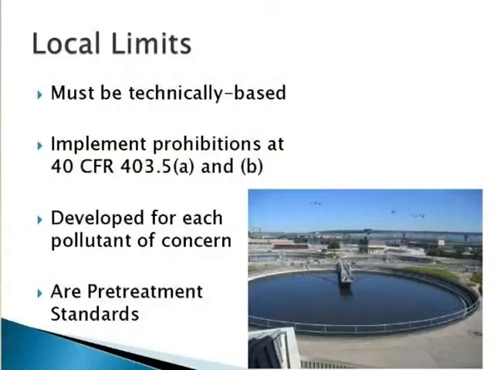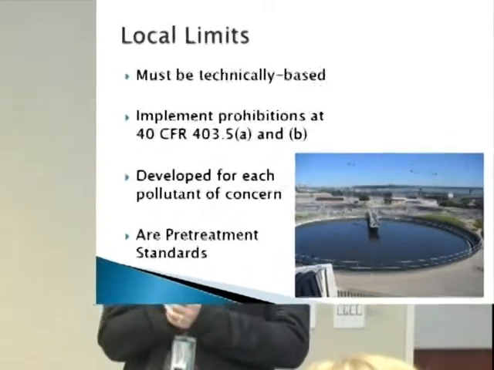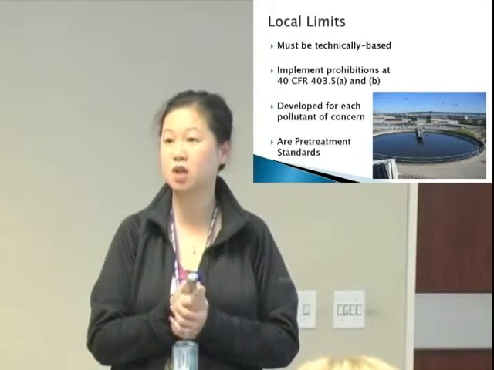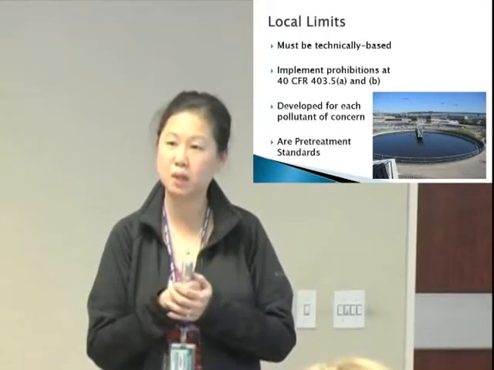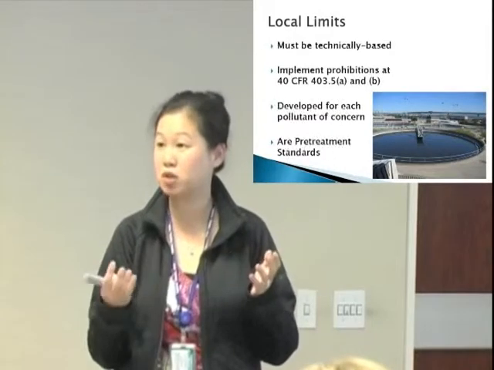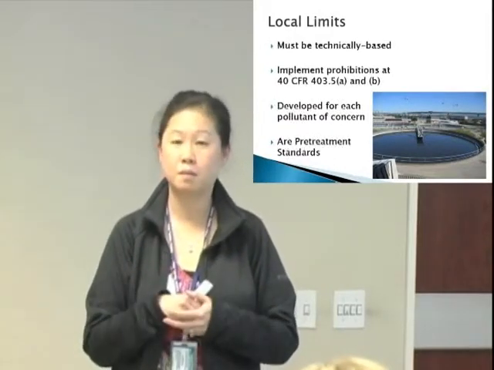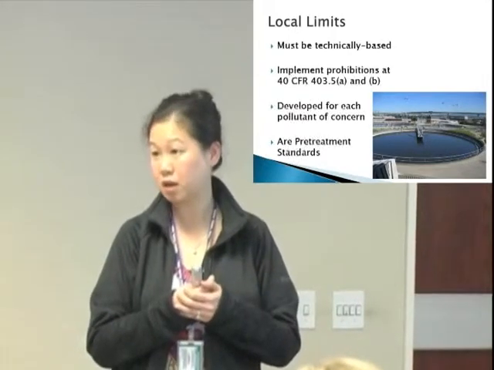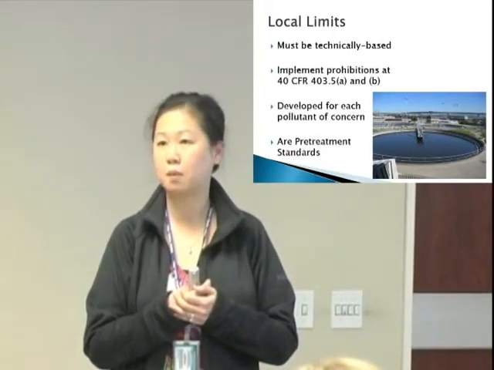Like I said before, local limits have to be technically based, and they have to implement the general and specific prohibitions listed in 403.5(a) and (b). They have to be developed for each pollutant of concern. A pollutant of concern could be pollutants that are limited by a POTW's NPDES permit, treatment capacity, pollutants known to be discharged from their IUs, pollutants that can cause worker health and safety issues, and pollutants regulated by 503 sludge requirements.